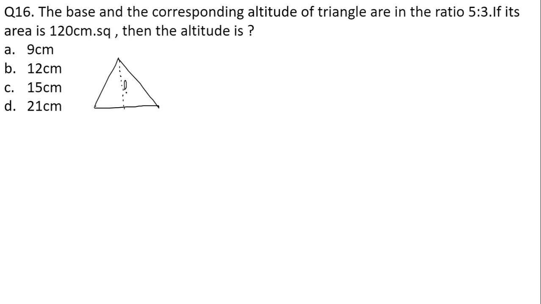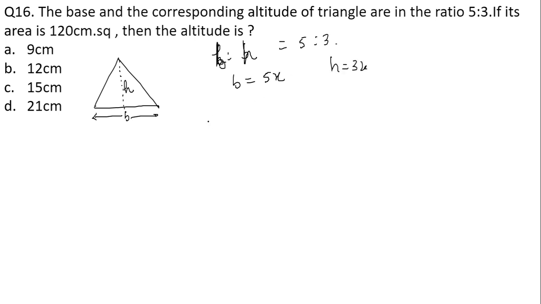For example, let us consider this height as an h over here, that is altitude, and this b as the base. So here height and base are given in the ratio 5:3. So I'll consider the base as equals to 5x and the height is equal to 3x. I can consider this, right?